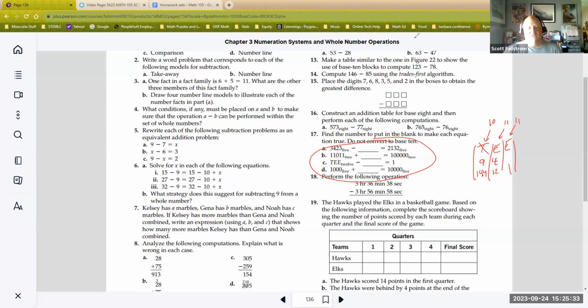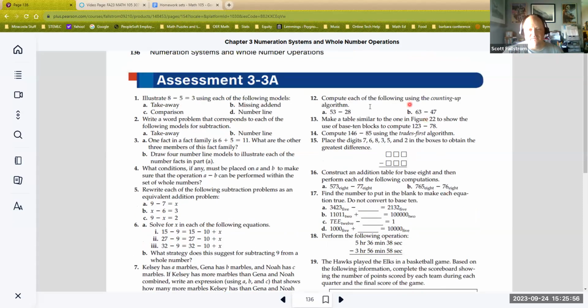We have perform the operation. Ooh, hours, minutes, and seconds. Love these, right? Now your regrouping is not in tens. It's like a base problem. And in the number base problem, in this case, you'd be regrouping probably with 60s, right? Because 1 minute is worth 60 additional seconds. So you can trade that off and balance things out. Let's see here. Counting up, use the table blocks, use trades first.